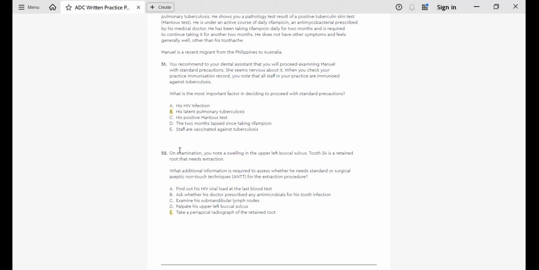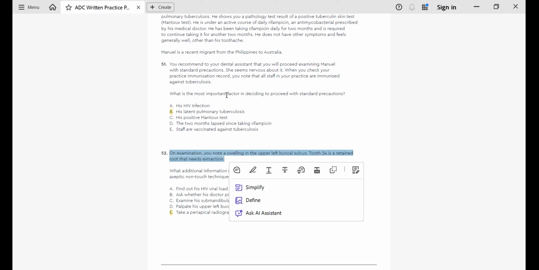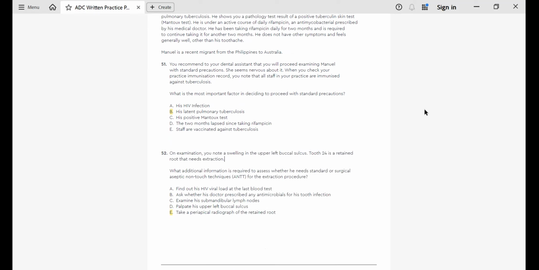Again, this question is very interesting. Again, the same question when everyone is telling me others have selected it a different way. The previous course that we took had a different answer. Now you'll understand why I've selected E here. On examination, you note a swelling in the upper left buccal sulcus. The 2-4 is a retained root that needs extraction.